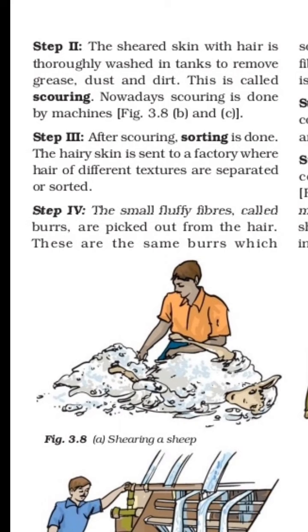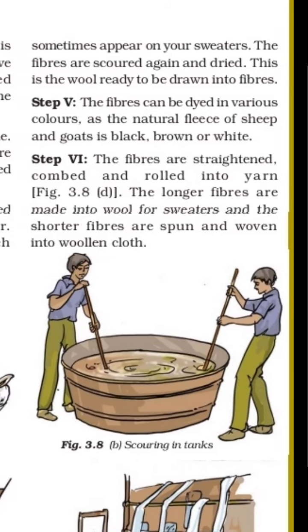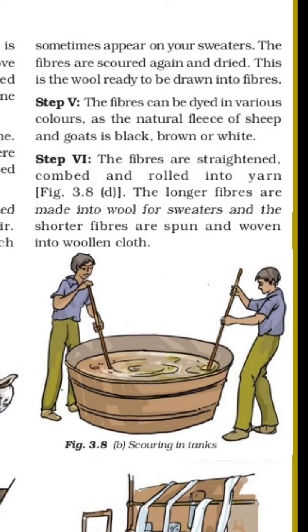Now the fourth one: small fluffy fibers called burrs are picked out from the hair, and these are the same burrs which sometimes appear on your sweater. The fibers are scoured again and dried, and this is the wool ready to be drawn into fibers.